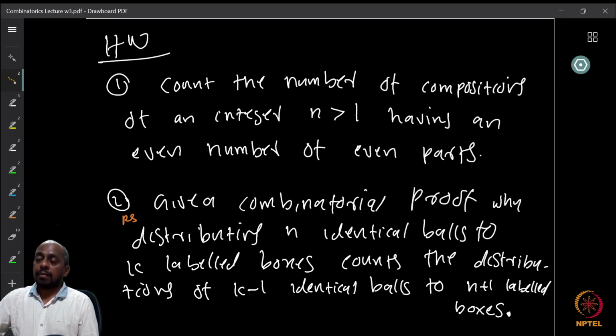So one question is to count the number of compositions of an integer, let's say n strictly greater than 1, having an even number of even parts. Okay.